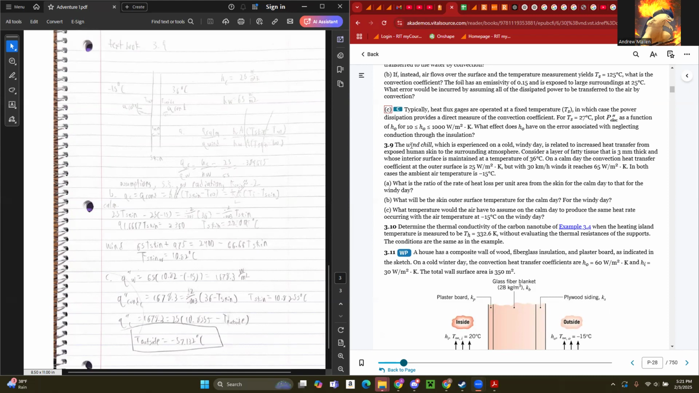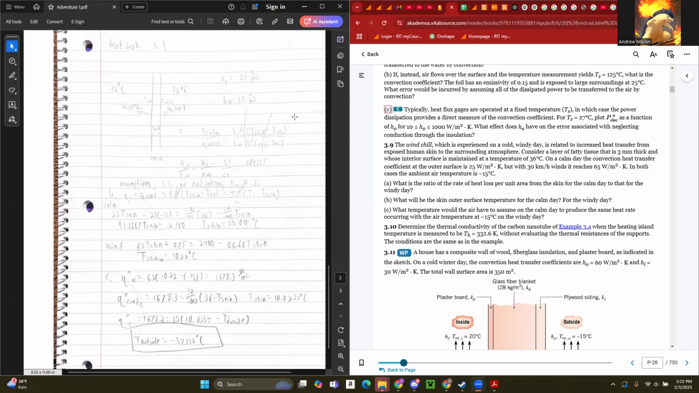Consider a layer of fatty tissue, such as your skin, about 3 millimeters thick, and the interior temperature is kept at a nice body temperature of 36 degrees Celsius. On a calm day, the convection heat transfer coefficient is about 25 watts per meter squared Kelvin, but with a wind speed of 30 kilometers per hour, the convection coefficient reaches about 65 watts per meter squared Kelvin. And on both days, we assume that the ambient temperature is negative 15 degrees C.